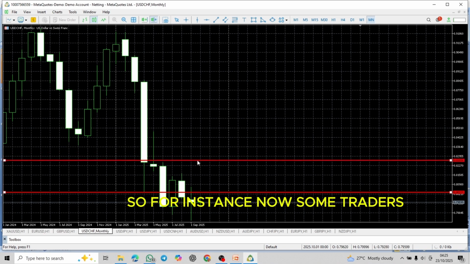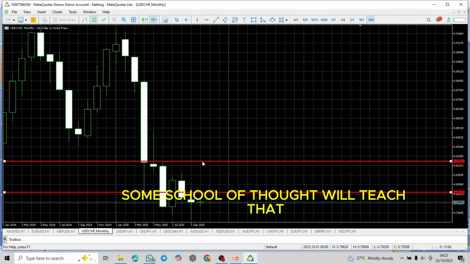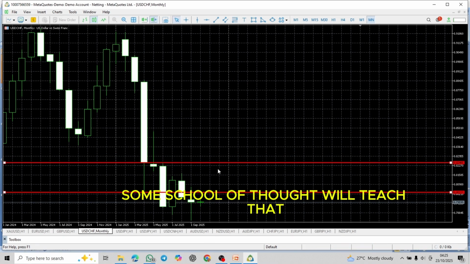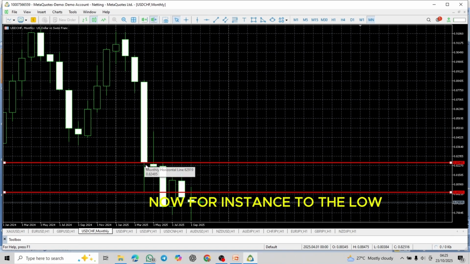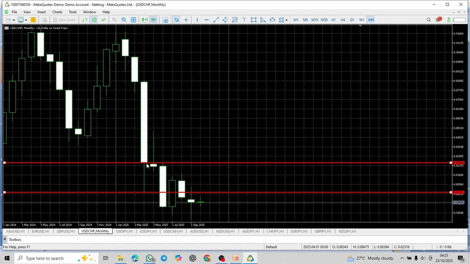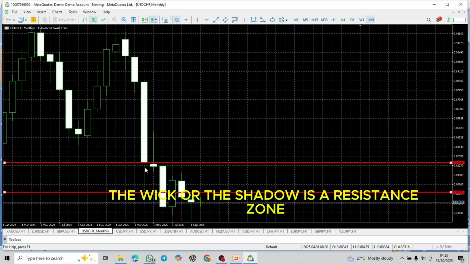So for instance, some school of thought will teach that the wick that you see, or the tail, from the end of the body to the low, is a resistance zone. This is the end of the body. This is the low, the wick, or the shadow.